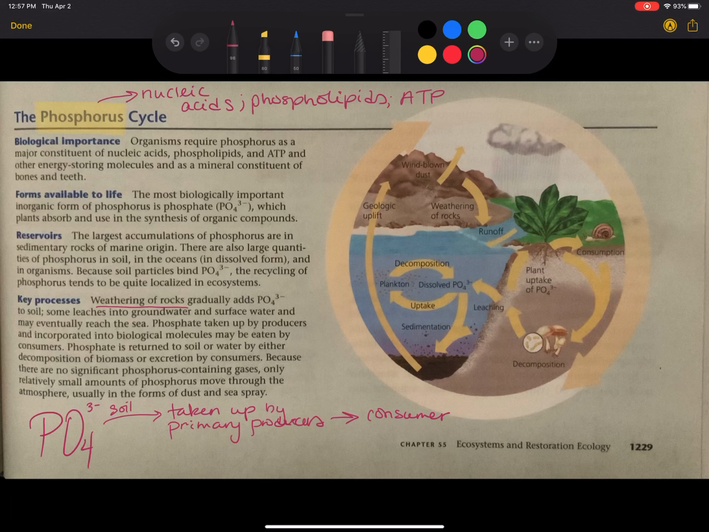That consumer is going to have one of two options here for our phosphate. That consumer is either just going to release waste, as we've discussed, or it's going to actually have the decomposition of the biomass of the consumer. And so if you are looking at the diagram here, we just tracked this portion of the cycle.